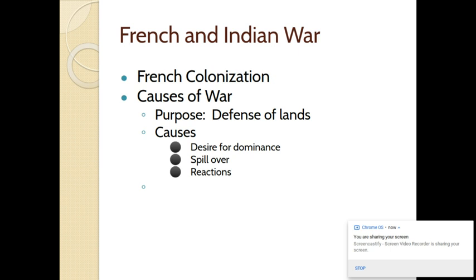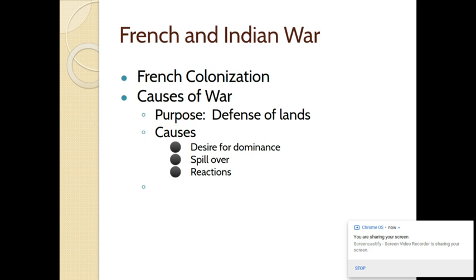Both the French and the British had colonized to a point in which the reaches of their settlements were touching each other, interacting with each other, and that was becoming problematic. The French felt that the British were making incursions upon their land, and likewise, the British felt that the French were coming into territory that they had claimed. So let's go through the causes.